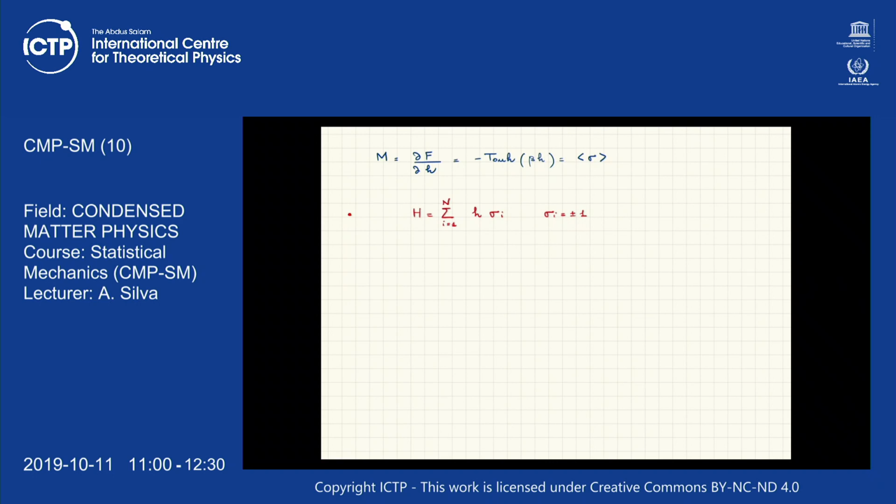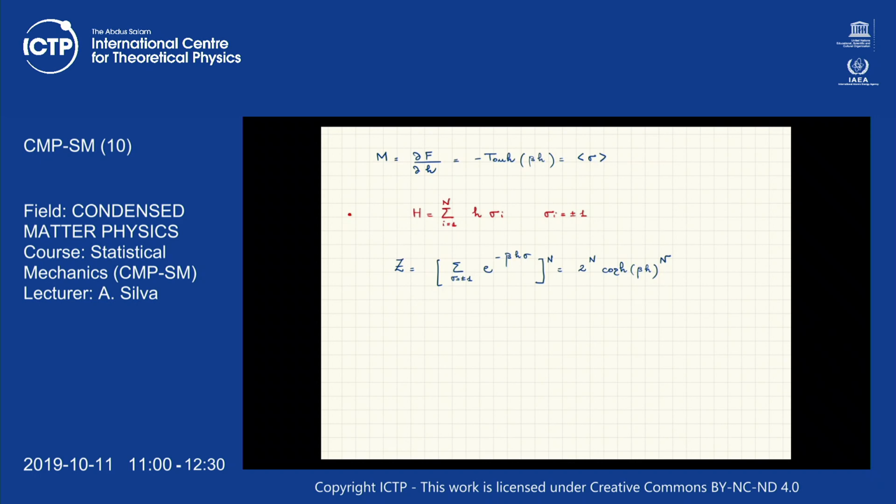So in other words, we get that Z is equal, in this particular case, to the sum over sigma equal to plus and minus 1 of e to the minus beta h sigma, to the power n, or in other words, is 2 to the n cosine hyperbolic of beta h to the power n. Okay? Good.